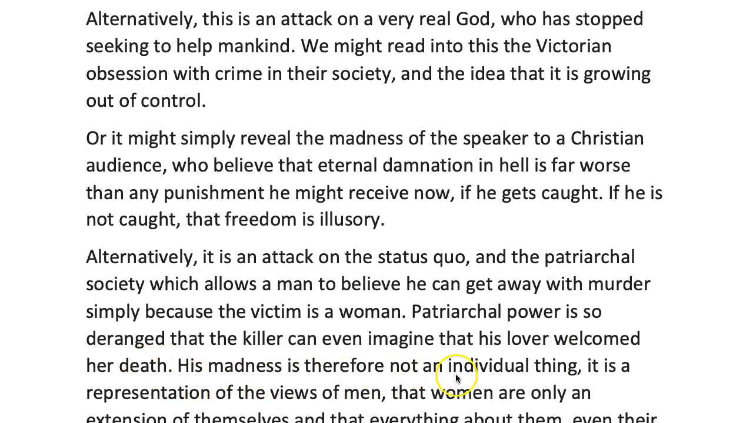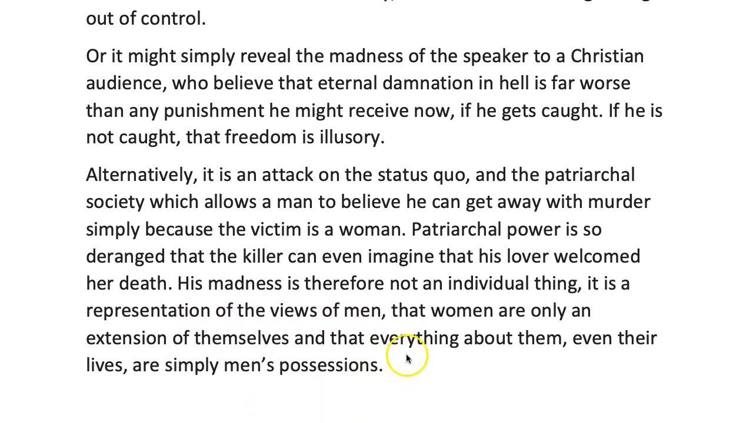His madness is therefore not an individual thing, it is a representation of the views of men that women are only an extension of themselves and that everything about them, even their lives, are simply men's possessions. Okay, so to simplify that, she's treated this way because that's how society views women, as just an extension of men and possessed by men. So although the act of killing her seems like an act of madness, Browning could be arguing, actually that's just a small step from the madness of a society that treats women as inferior.